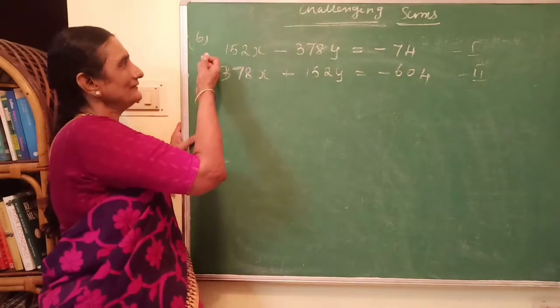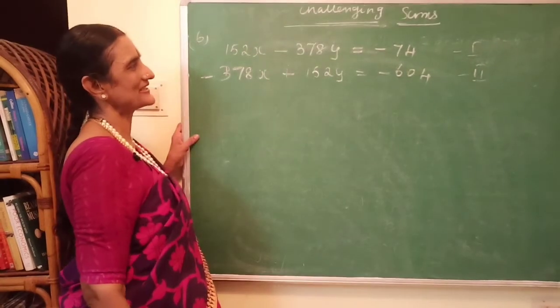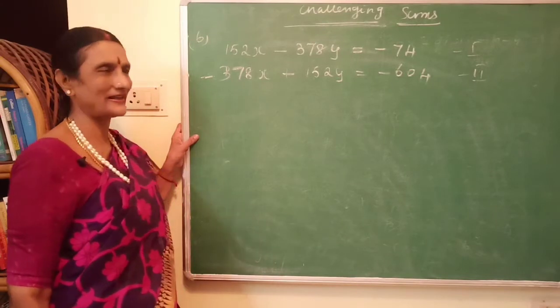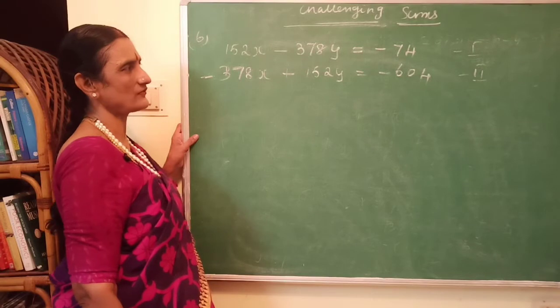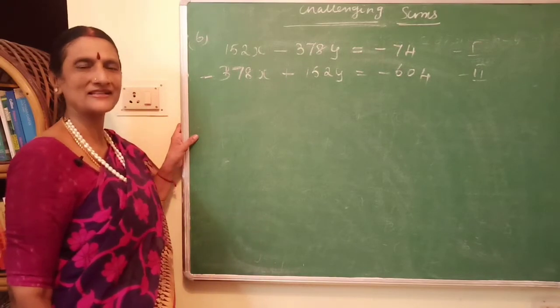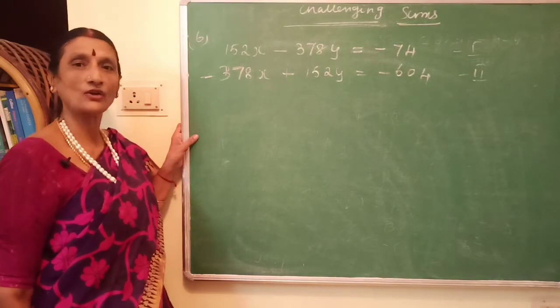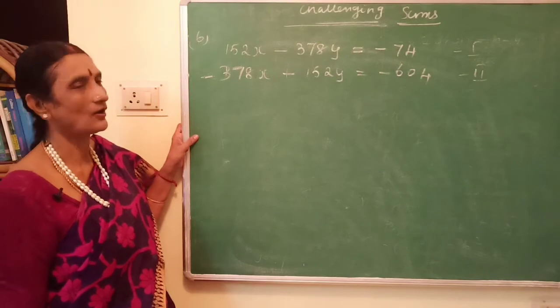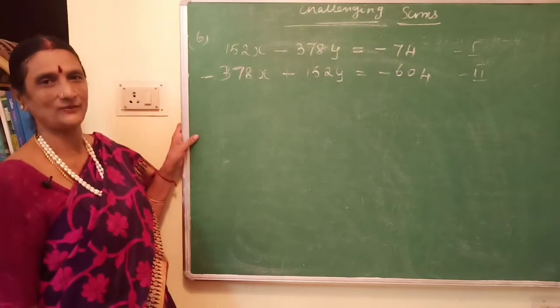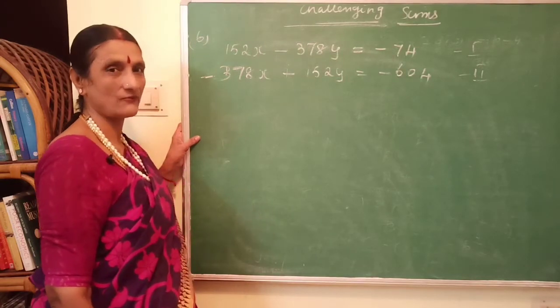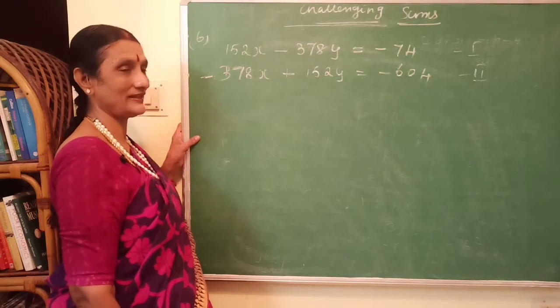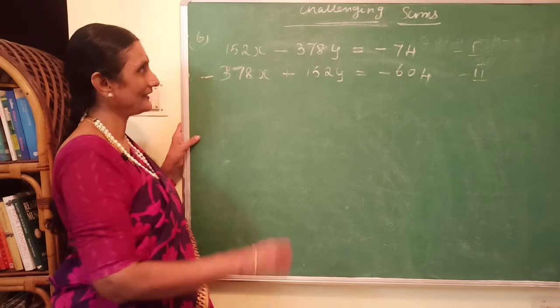Now 152x minus 378y is equal to minus 74. Minus 378x plus 152y is equal to minus 604. Whenever you come across this sum, you will be thinking of how to eliminate. Substitution is not going to be easy, and then elimination is not going to be easy. Formula also is not going to be easy. Your mind will be working like that.